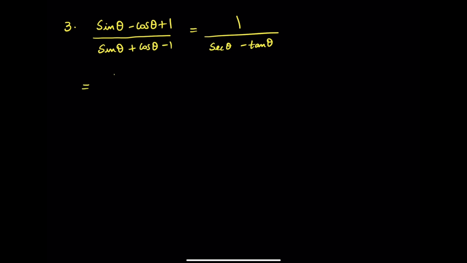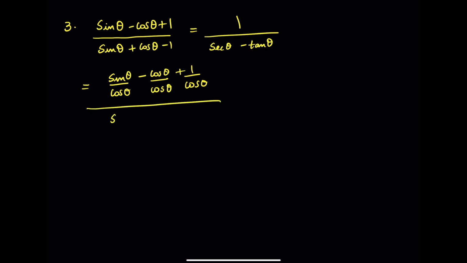So we can rewrite it as sin theta by cos theta minus cos theta by cos theta plus 1 by cos theta. This is your numerator now, and the denominator again will be sin theta by cos theta plus cos theta by cos theta minus 1 by cos theta. So what will this be? Sin theta by cos theta is tan theta, minus 1, plus secant theta.